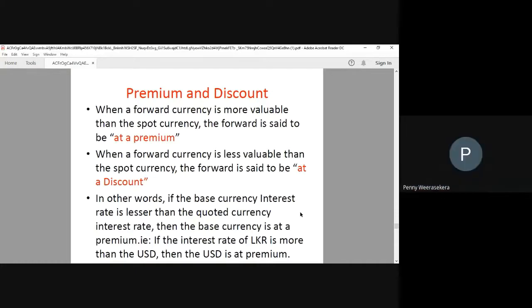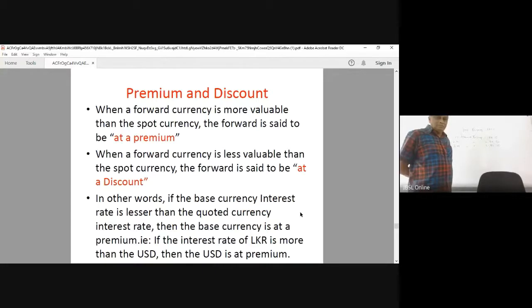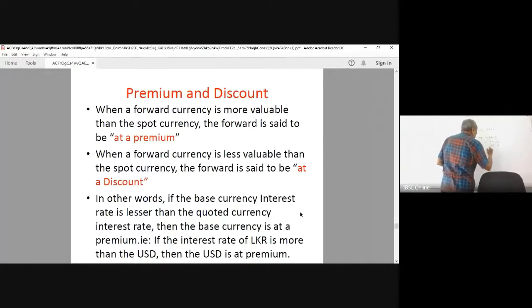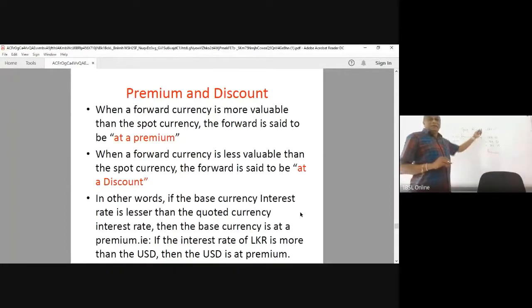Premium. Is that a premium? It is more valuable than the spot currency. Spot value, right? When a forward currency is less valuable than the spot currency, the forward is said to be at a discount. Right? Forward rate aduna, spot rate it is at a discount.